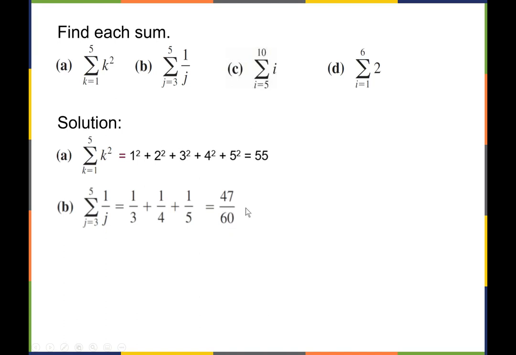All right, let's look at number C. Again, different index. This time we used an I. Starts at 5 and goes to 10. So it's 5 plus 6 plus 7 plus 8 plus 9 plus 10. Add those guys up and you get 45.